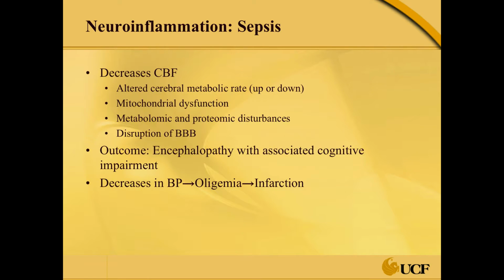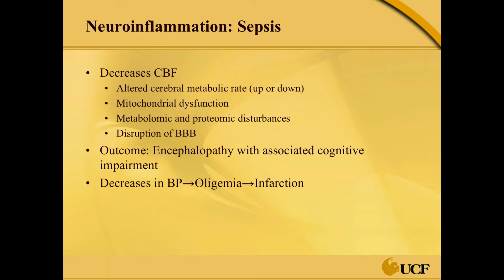Neuroinflammation and sepsis, you get a decreased cerebral blood flow, altered cerebral metabolic rate. It either can go up or down. You can get mitochondrial dysfunction as a consequence of this. Metabolomic, which is basically metabolites, and proteomic disturbances. So you get basically disruption of metabolic processes and a disruption of protein metabolism and protein integrity during sepsis as well. And of course, all these things can disrupt the blood-brain barrier.